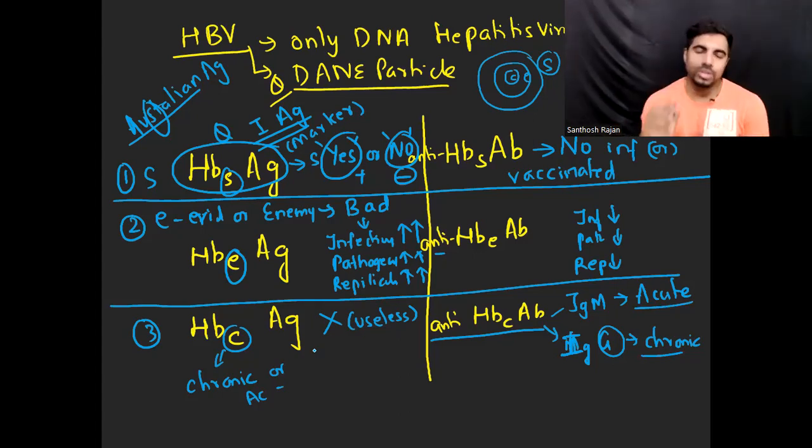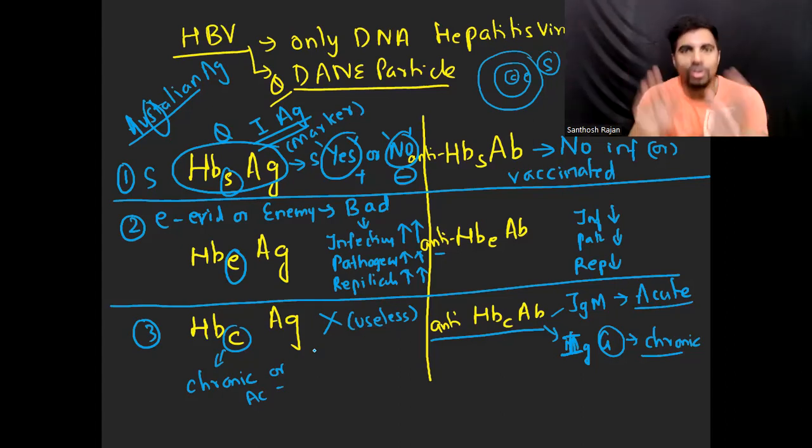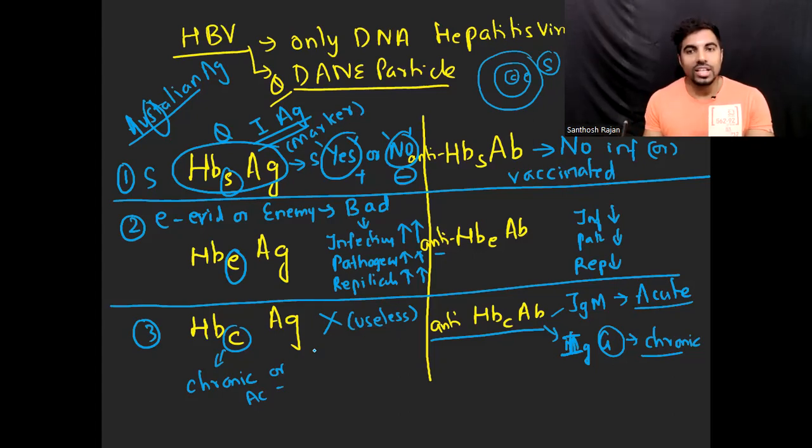I know many are smart and remember, but for those who can't, at least remember this. If it's yes, then yes or no, infection yes or infection no. That's it. If E is there, enemy, everything would be bad, high. If antibody, everything low. C is core but useless, it stays safe inside, doesn't come out. But anti-core IgM and IgG have a role. They say acute or chronic. Just remember this. This is very important.